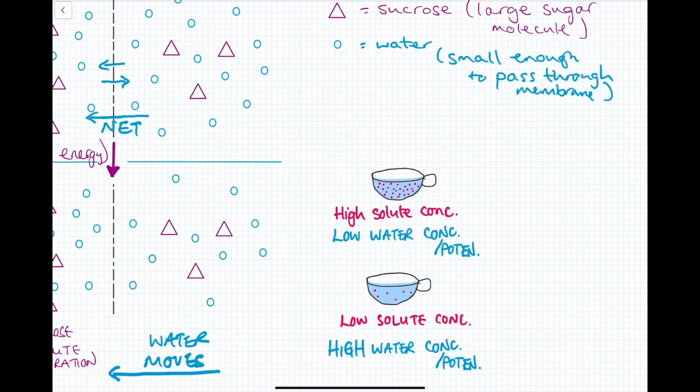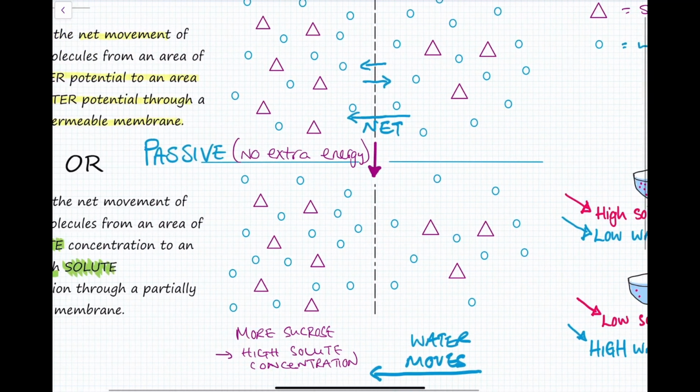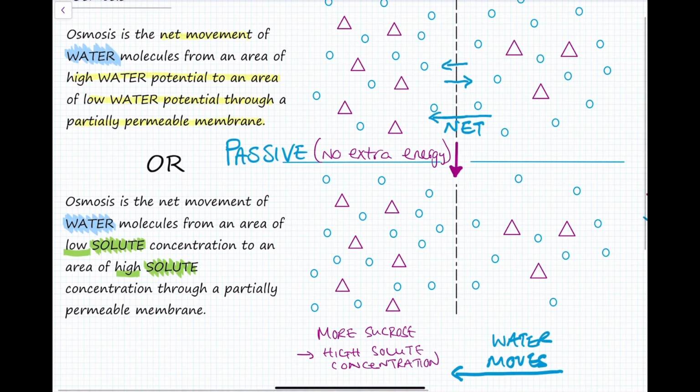Think of it this way. If a cup of tea has lots of sugar in it, we say that the solute concentration is high. This means that there's more sugar compared to water. On the other hand, if a cup of tea has very little sugar in it, then we say that the amount of water is high compared to the amount of sugar. So solute concentrations and water potential or water concentrations are always opposite to each other.